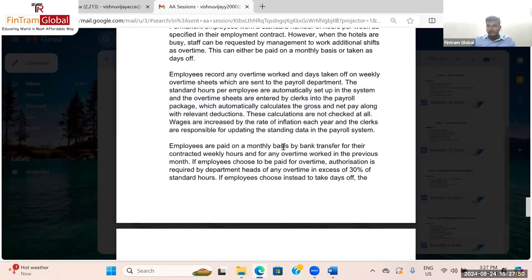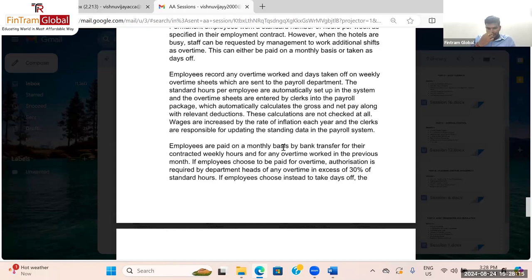Wages are increased by the rate of inflation each year, and the clerk is responsible for updating the standing data in the payroll system. So he might misstate, or maybe an error might happen when he's entering the data. Right. Exactly. Maybe the 30% calculation, the inflation rate, he has not taken correctly.